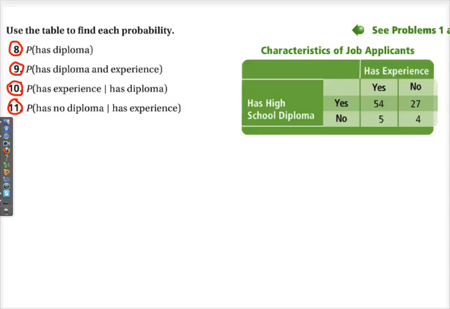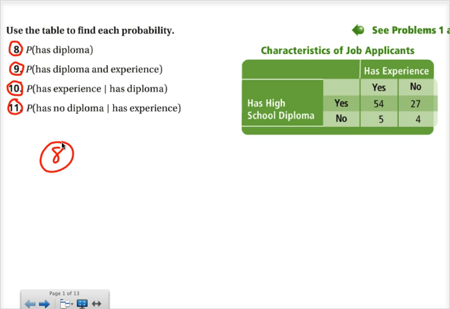These are the frequently asked questions for Algebra 2, and this will be for the first day of Section 11.4. Starting with number 8, it says use the table to find each probability. And so for number 8, it says you want the probability that they have a diploma.